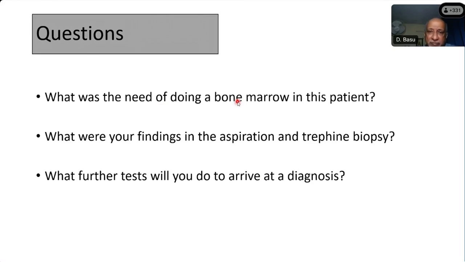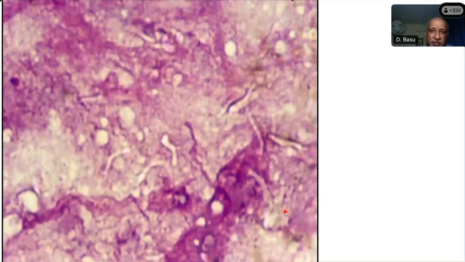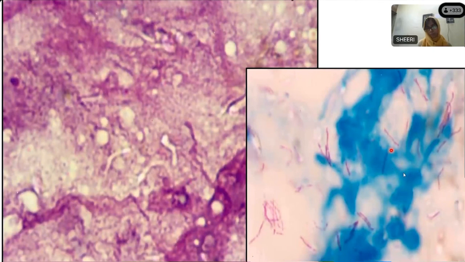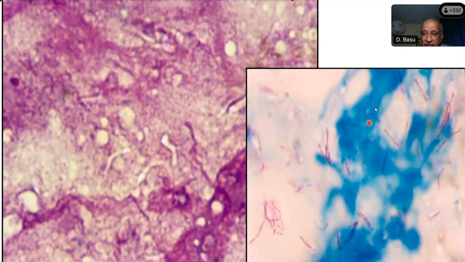So basically, we did a bone marrow because of cytopenia and fever. Yes. So as findings, both of you have picked up. So the next test that you would do would obviously be some kind of a stain. So this same field, and that's the Zn stain. It is positive. Okay, so they are elongated, long.